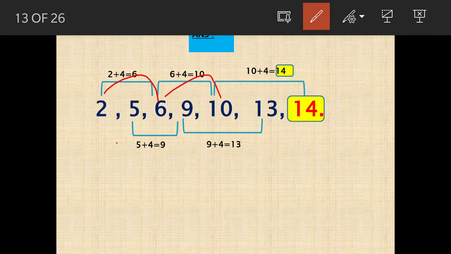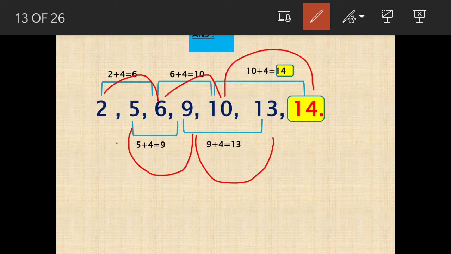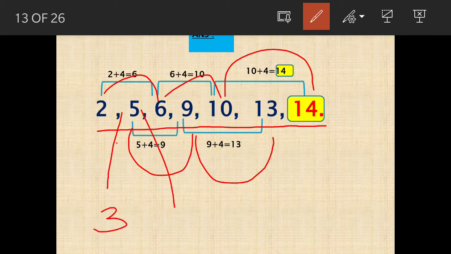The difference is 4. Then 5, 9, 13, difference is 4. So that means missing term will be 10 plus 4, 14, because everywhere difference is 4 only. And directly if you see the continuous numbers, they are not in same pattern. Like 2 and 5, here difference is 3. 5 and 6, difference is 1. So we are not able to establish a pattern.